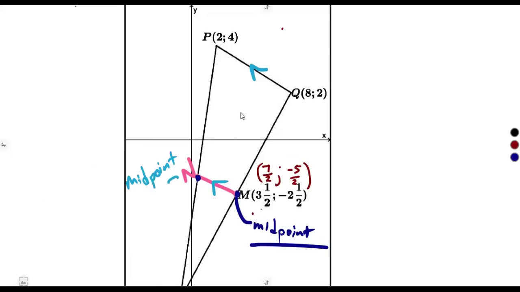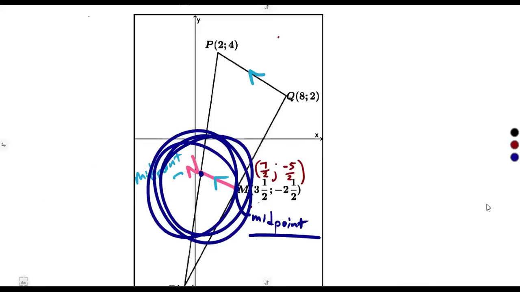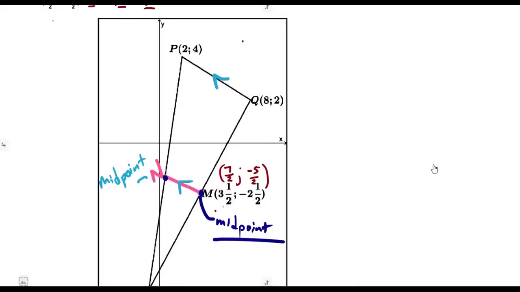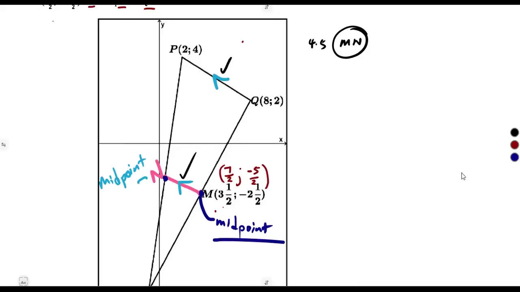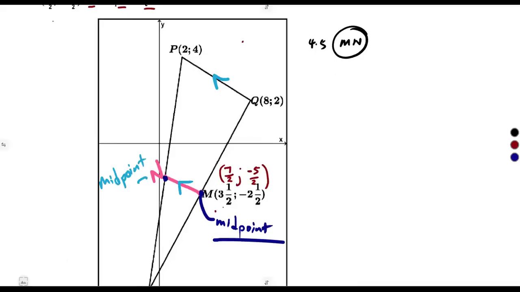So knowing that these two lines are parallel, guys, what is our advantage in determining the equation of this line? What is our advantage of determining the equation of what? MN. We are simply going to take the gradient of PQ because they are parallel. And if lines are parallel, what is it about their gradients? Same gradient. Parallel lines have the same gradient. So that is the condition that we are going to consider now.